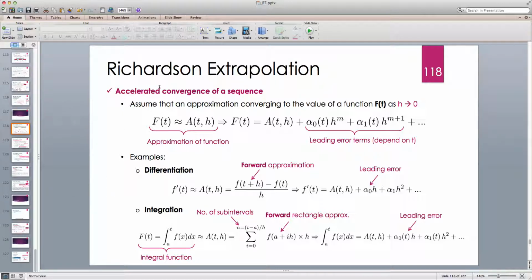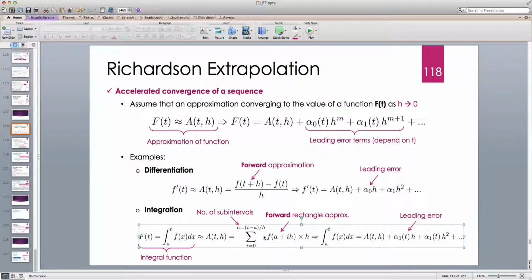And as we mentioned before, Richardson extrapolation is a very clever trick to accelerate the convergence of an approximation for a given function. The idea again is that we do not know the expression for f of t, so we cannot evaluate it, but we know an approximation, A of t and h, which evaluates at the point t that we are trying to find the function at, but it also depends on another parameter h, and h is typically representing our error, which means that as h gets smaller and smaller, we expect the approximation to become more and more accurate.